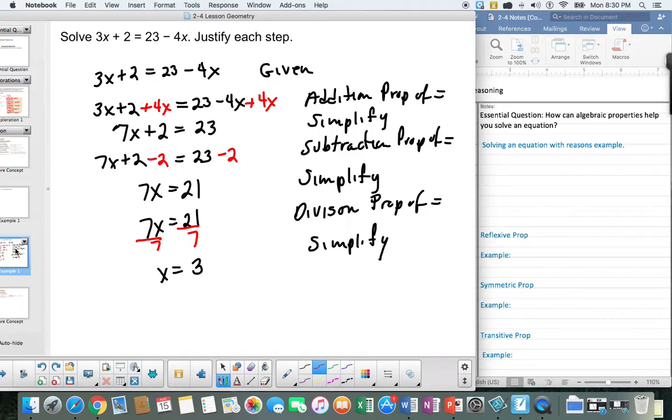Of course, you know there are other ways to do this problem. Then my next line was simplify. My next line was subtracting 2 on both sides. Next line was simplify. Then I used division on both sides, and then I simplified.